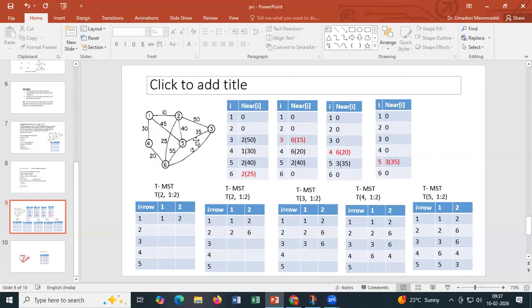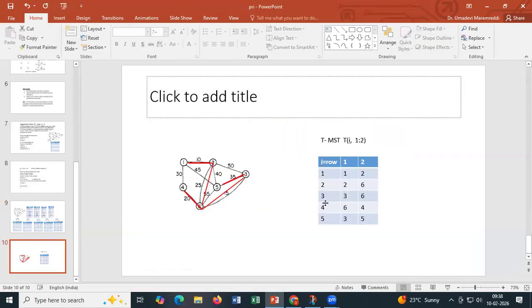For 5, you check which it is near to: 5 to 1 is 45, 5 to 2, like that you have to check. It should not form a cycle. Now 5 to 3 is 34. So all these vertices were added. Earlier 10 is there, now 10 plus 25, 15, plus 20, plus 35. You get the minimum cost spanning tree. This is the spanning tree, and you sum up its edges: 10, 25, 15, 35, 20. This is the minimum cost spanning tree.